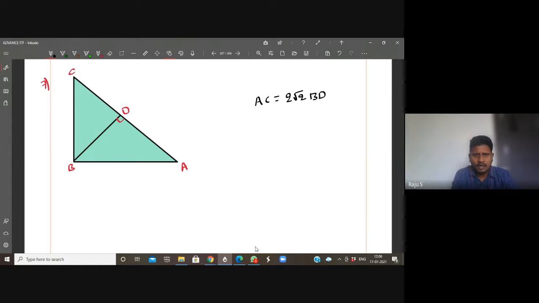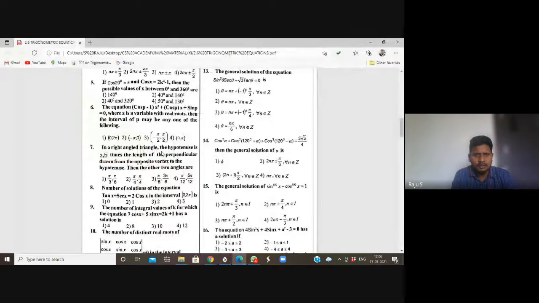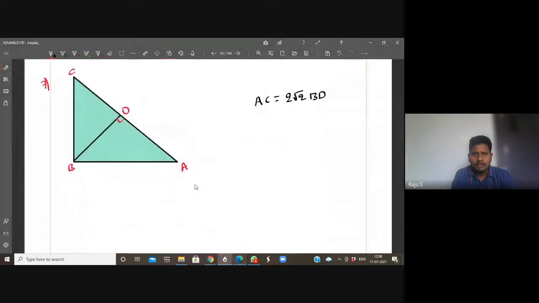According to the question, the hypotenuse is 2√2 times the length of the perpendicular. BD is the length of the perpendicular drawn from one of the vertices to the hypotenuse. AC is the hypotenuse of triangle ABC. Again, see here, I want to take BD as H. So 2√2 H is AC. Otherwise, you can keep it as it is.